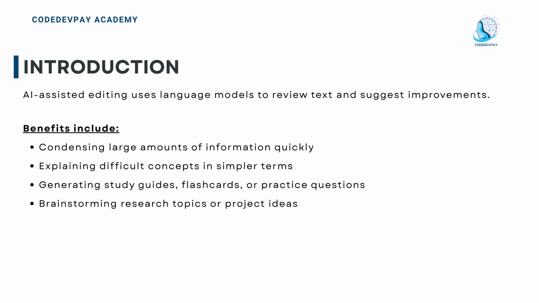So the main purpose of using AI for research and learning is that it helps us to condense large amounts of information quickly. It explains difficult concepts in simpler terms. It helps us to generate study guides, flashcards, or practice questions, and helps us to brainstorm research topics or project ideas.